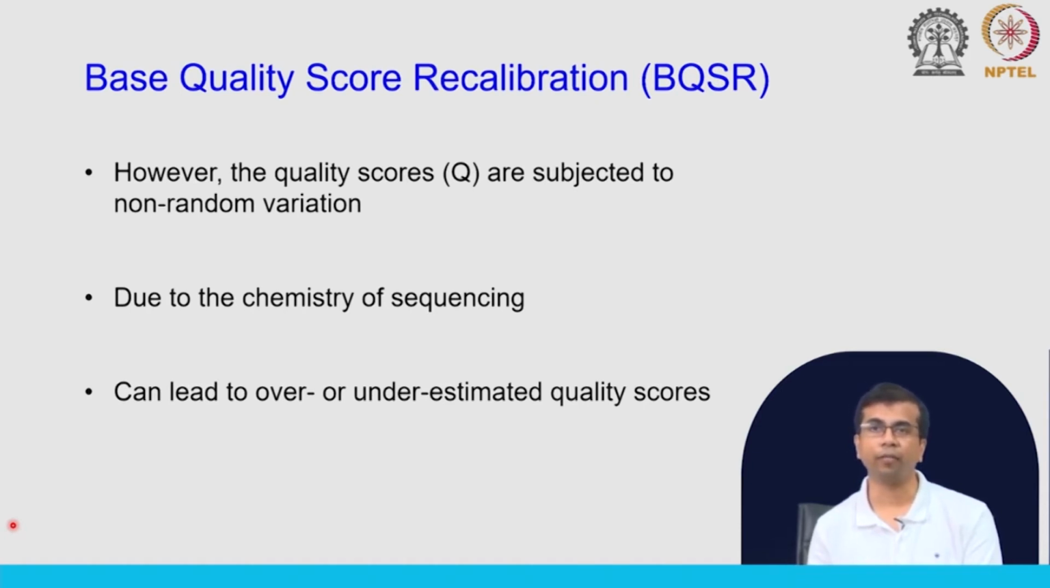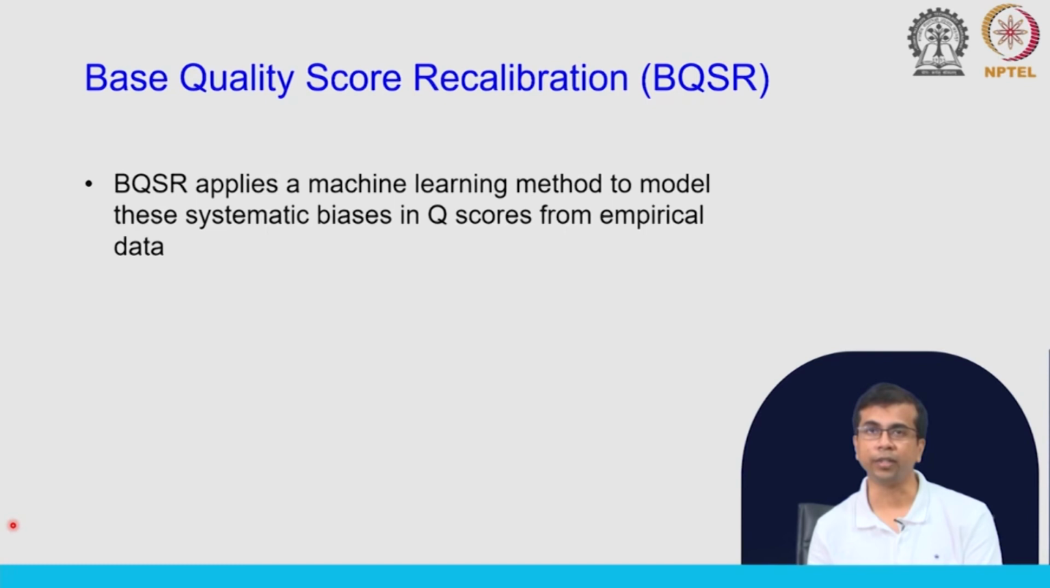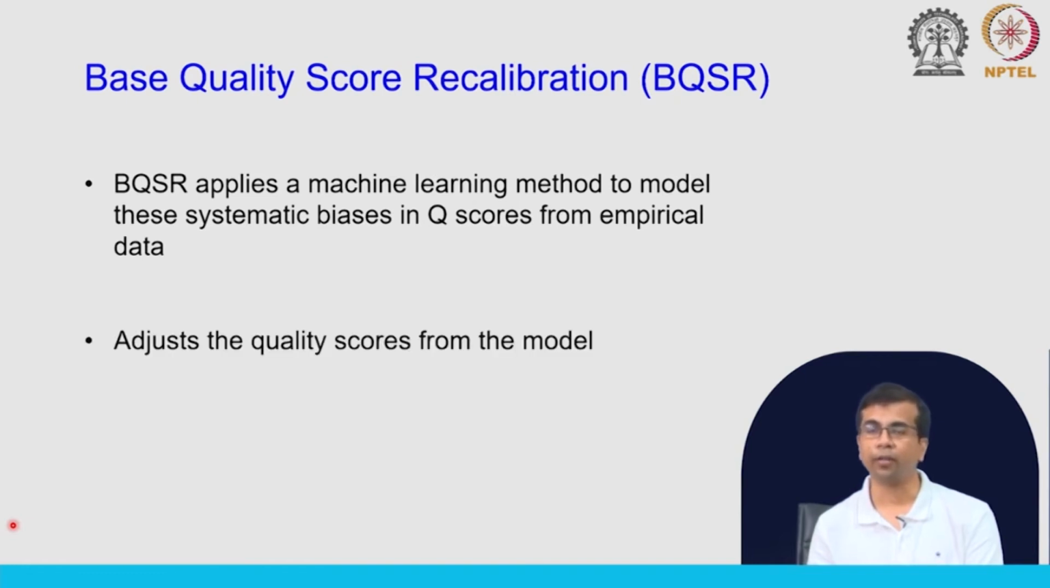That is why we tend to do this base quality score recalibration, which you will see in certain pipelines. What BQSR does is apply a machine learning model to model these systematic biases in Q scores from experimental data. It can identify the systematic biases arising in different sequencing platforms, and then it applies this model to recalibrate or adjust the quality scores of the bases.